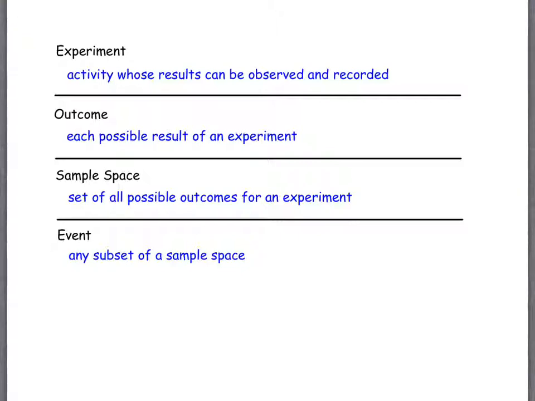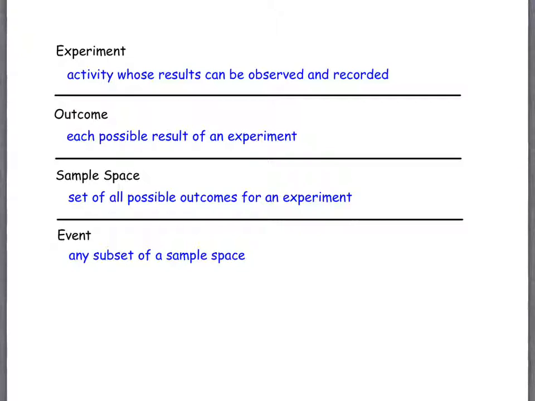An outcome is just the possible result of an experiment. Okay, so anything that's observable. So if you decide you're going to get your hair cut, one possible outcome is you get a good haircut. Another possible outcome is maybe you don't, right? These are the outcomes, just the things that could happen as a result of your experiment.